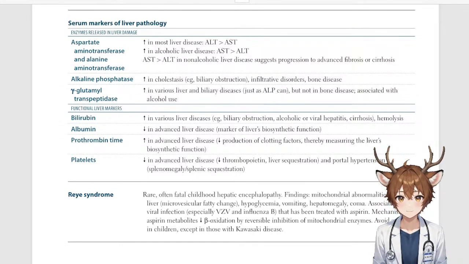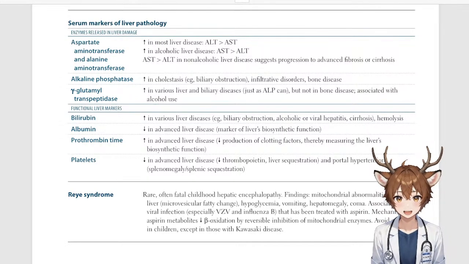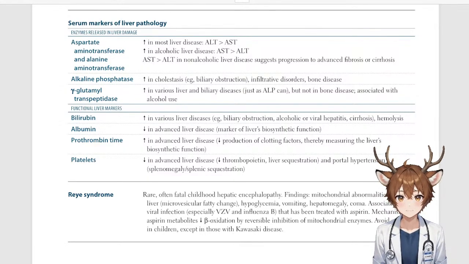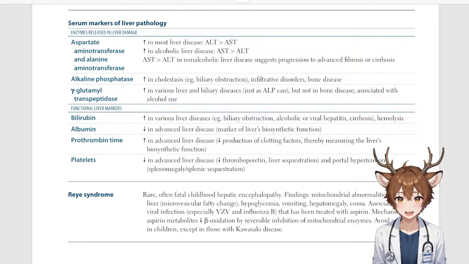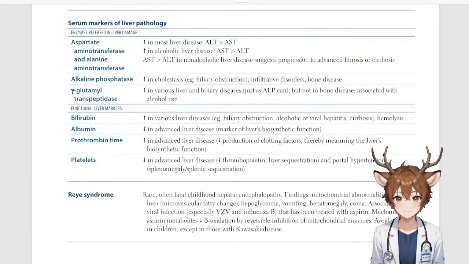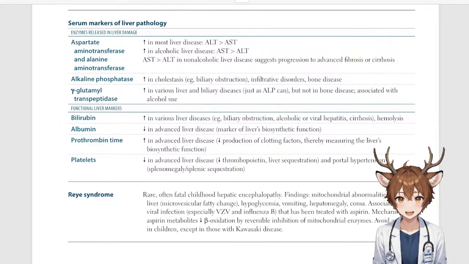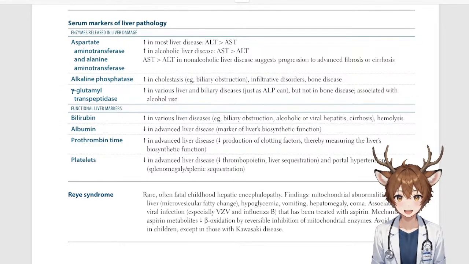AST greater than ALT in non-alcoholic liver disease suggests progression to advanced fibrosis or cirrhosis. A significant increase in aminotransferases, greater than 1000 U/L, has a differential that includes drug-induced liver injury, that's to say acetaminophen toxicity, ischemic hepatitis, acute viral hepatitis, and autoimmune hepatitis.